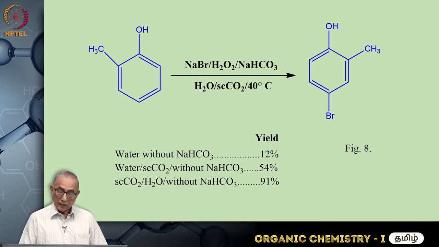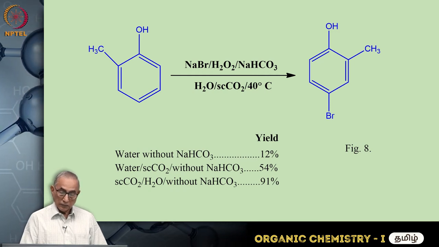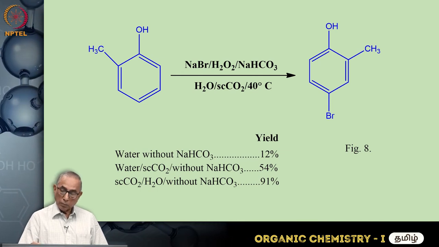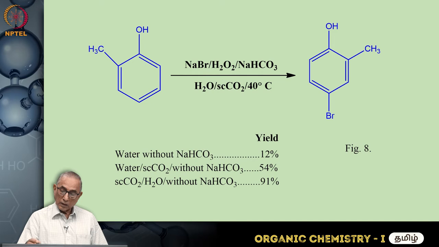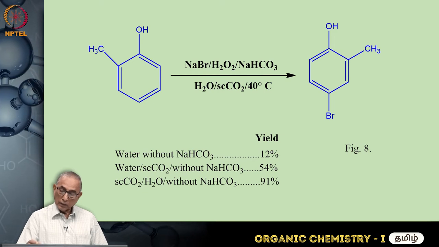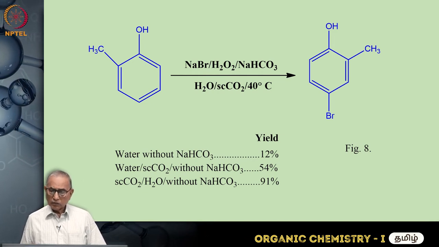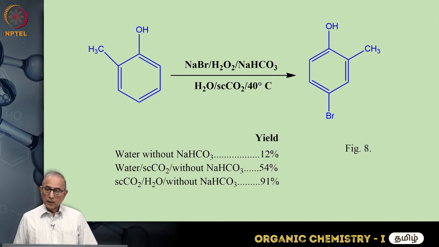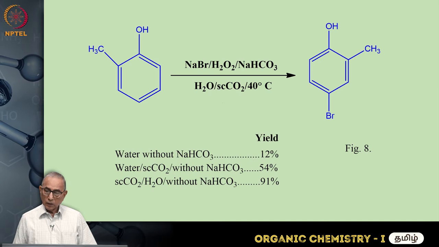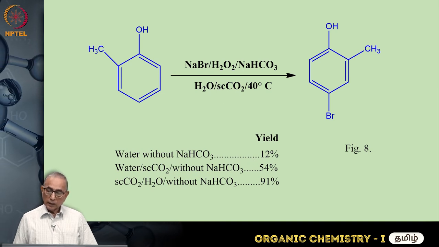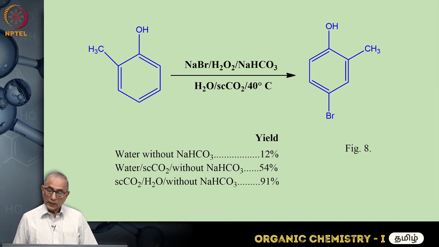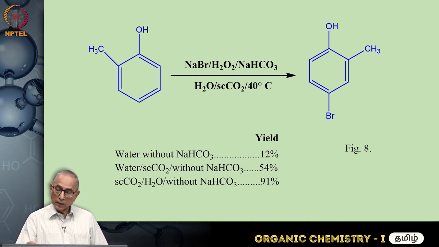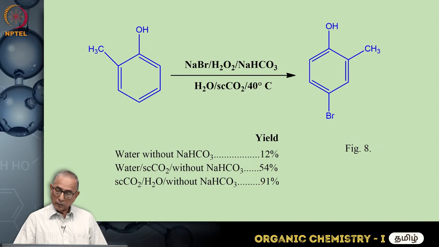The yield depends on the presence of one or other of these compounds. What happens here is a bromination of the orthocresol with bromine para to the hydroxyl group. Generally, as in electrophilic substitution, Br plus attacks the para position. The hydroxyl group is an electron donating group, so the incoming Br plus gets attached to the para position. The electrons here will move from here to here, and from here to the Br plus.